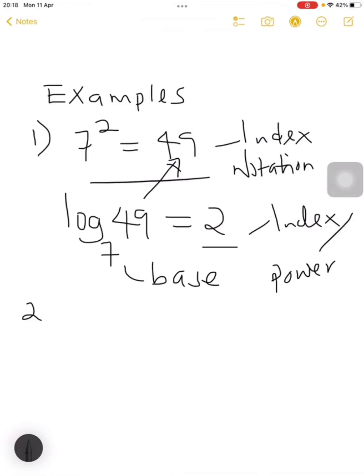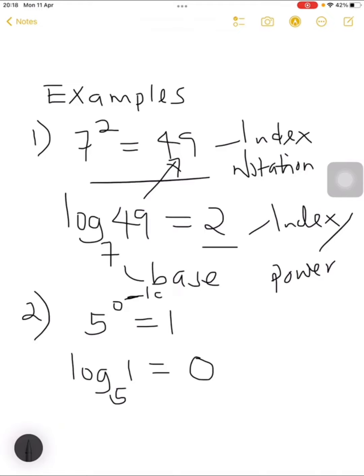Example number 2, you have 5 power 0 is equal to 1. Can you try and express this one? Okay, so this one is the same as log 1 base 5 is equal to 0. The 0 is the index or the power, and then you have your base, which is 5.